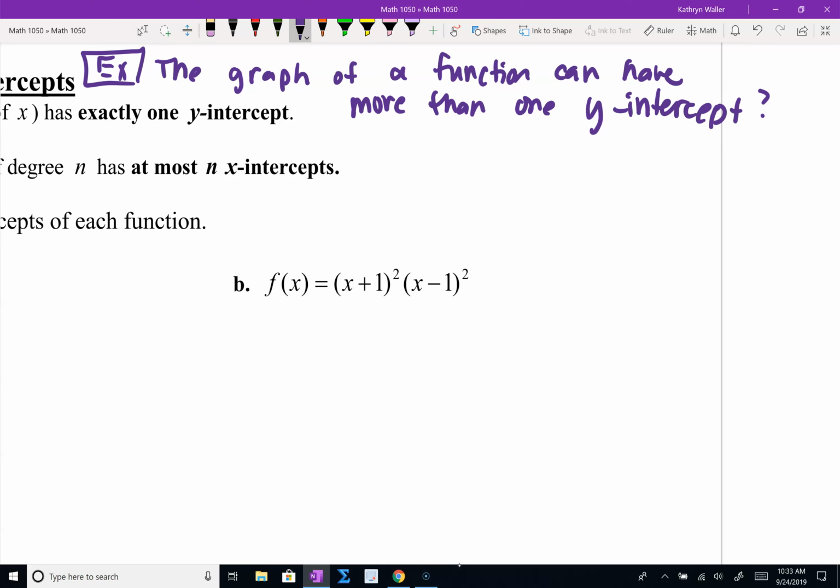You guys, whenever I get questions like that, I always draw a picture. Because if I draw a quick picture, it kind of helps me wrap my brain around what I'm doing. So if I have a graph that has more than one y-intercept, it might look something like that. What's the answer to the question, you guys? Is it true or is it false? It is false. Somebody tell me why it's false. What would happen if I had two y-intercepts? It's not a function anymore. Now it doesn't pass the vertical line test.